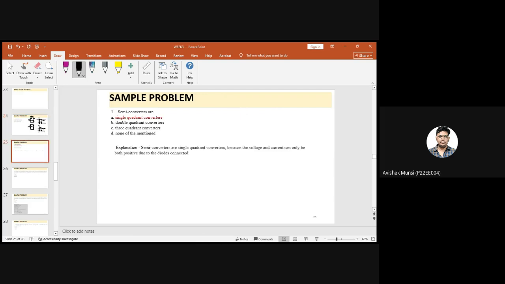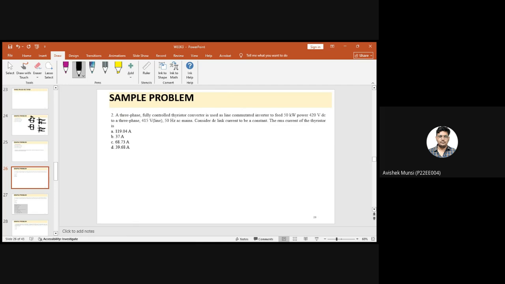Answer with single quadrant, because from the figure it is easier to understand that the voltage and current can conduct only in the positive direction due to the diode. This is single. Next question, there is a three-phase full control thyristor. You have to consider the RMS current. You have to calculate it with the help of the formula which I had.